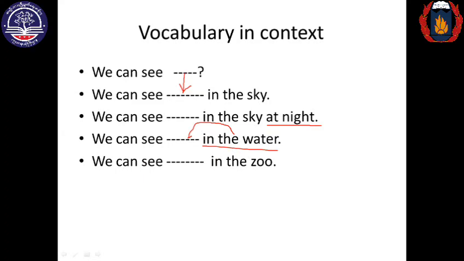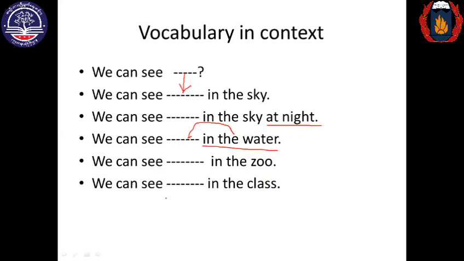What can we see in the zoo? Animals. Can we see animals in the sky at night? No. Well, a bat and a bird. This is a rare case.